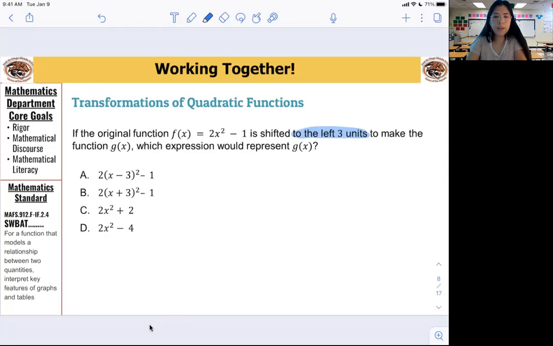All right, get your answers in the poll. Pick your best guess in 10, 9, 8, 7, 6, 5, 4, 3, 2, and 1. All righty. So just what I expected. We are kind of even between A and B, so we definitely need to review this. And then I had a couple people choose D. I know why you chose D, but let's go over why that one's also wrong.